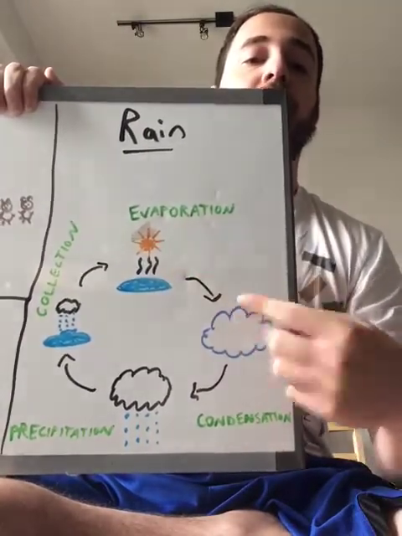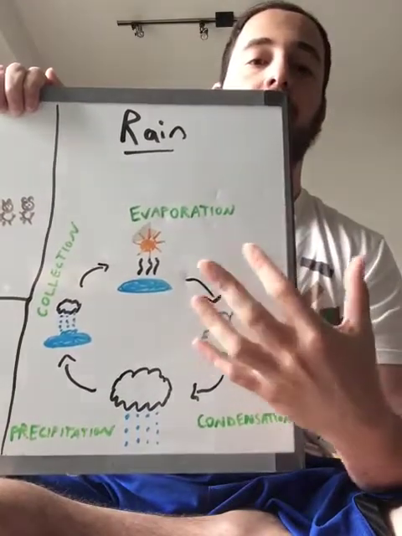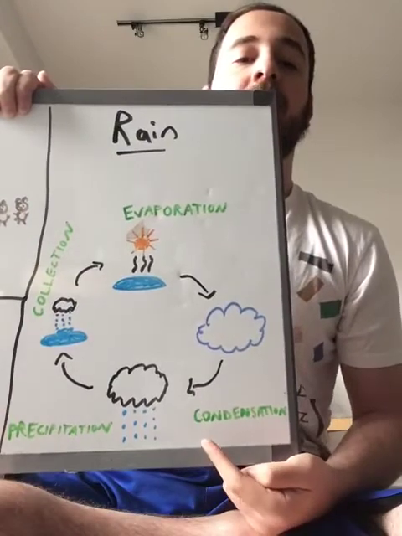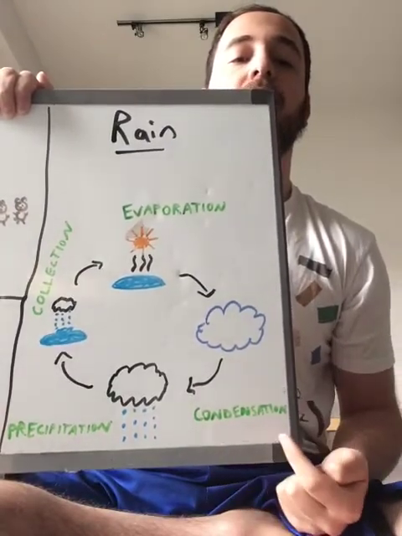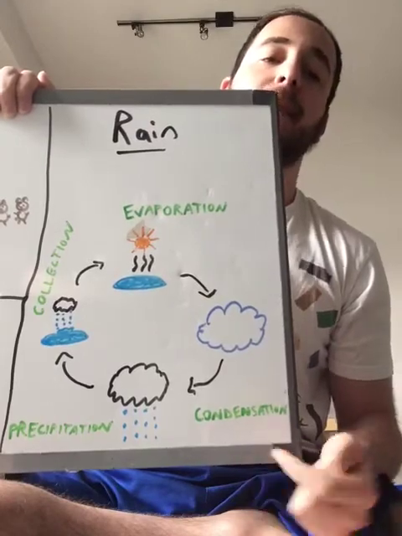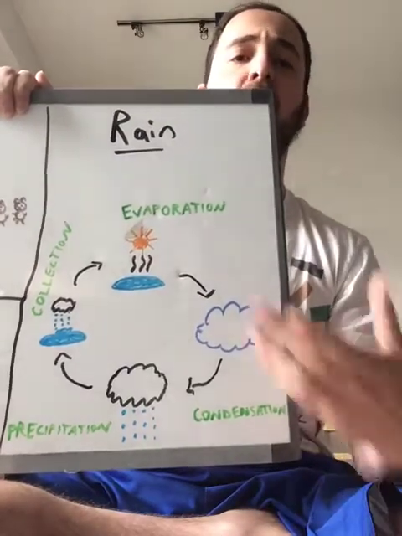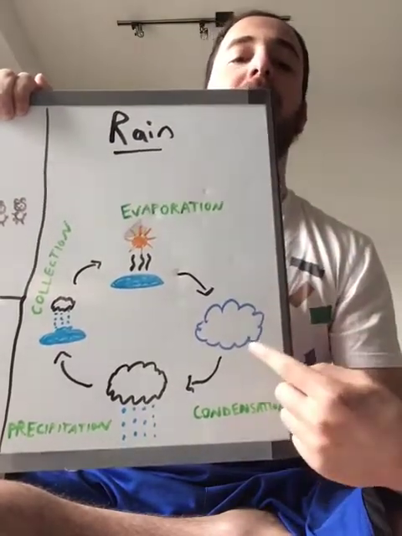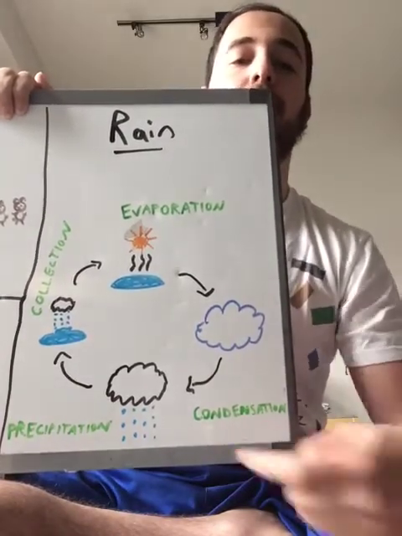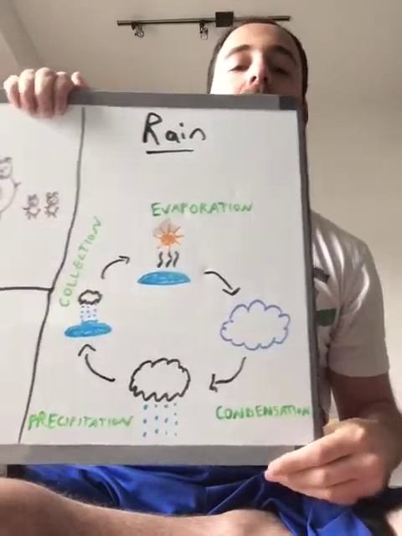After evaporation, there's lots of moisture and water particles in the sky, and that leads to condensation. Can you say that? Condensation. Very good. All that moisture in the air creates some clouds in the sky through condensation.